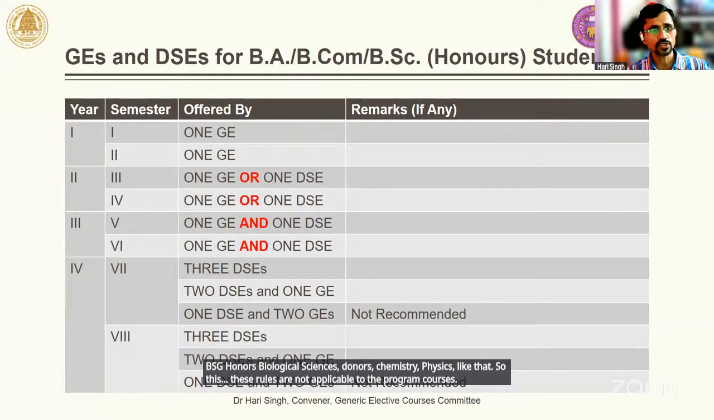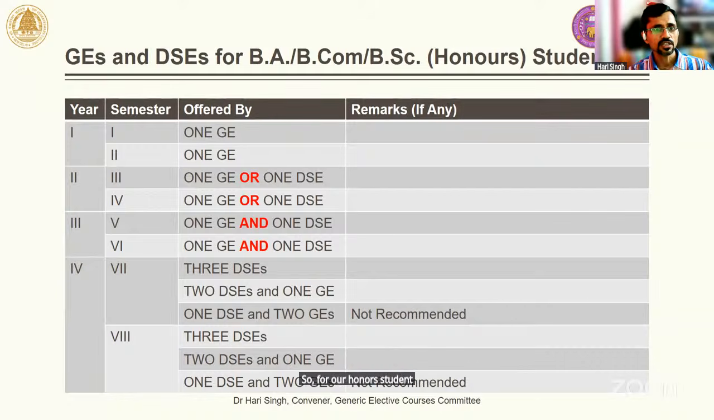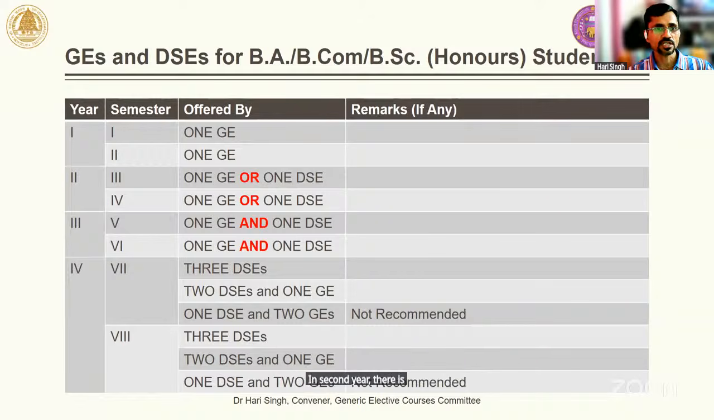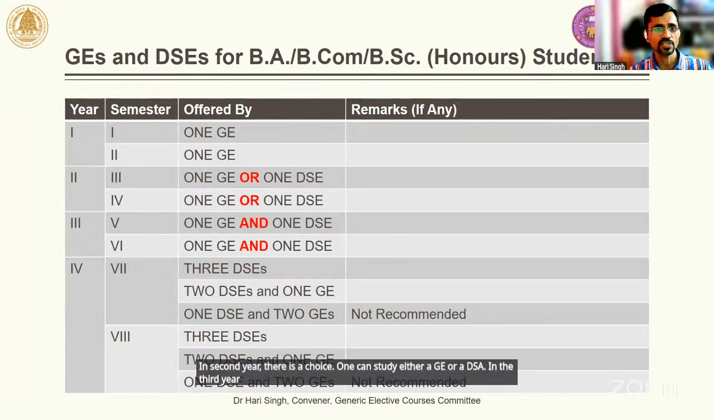So for an honors student, in first year, a student has to study 1 GE in each semester: 1 GE in semester 1 and 1 GE in semester 2. In second year, there is a choice. One can study either a GE or a DSE. In the third year, a student has to study 1 GE as well as 1 DSE.